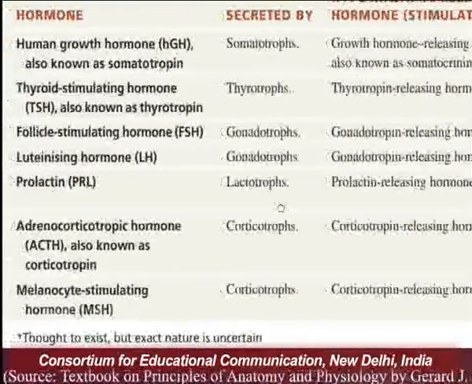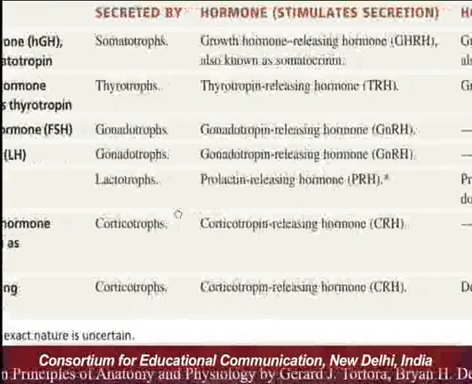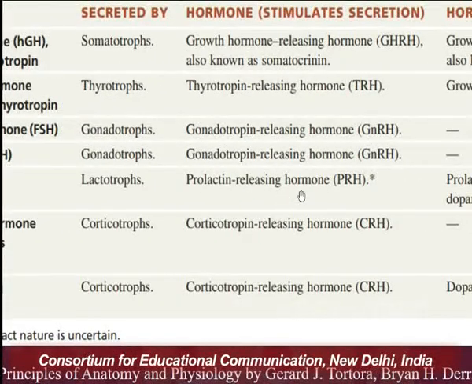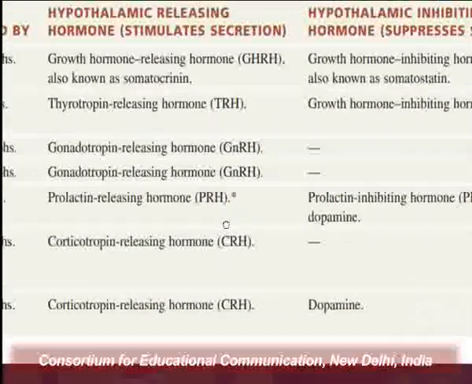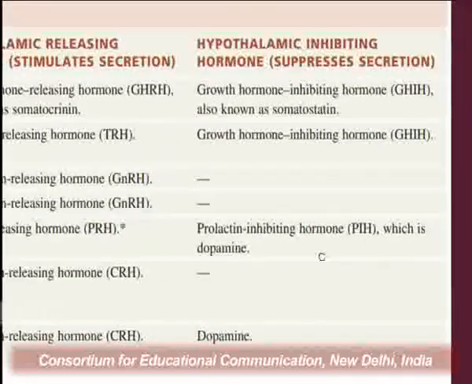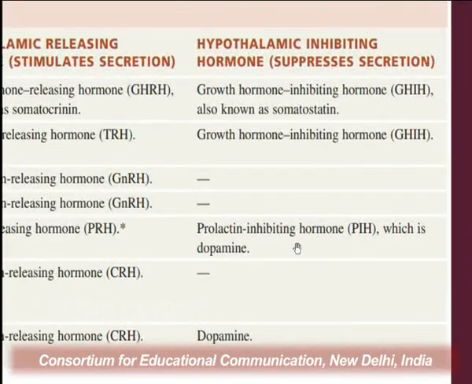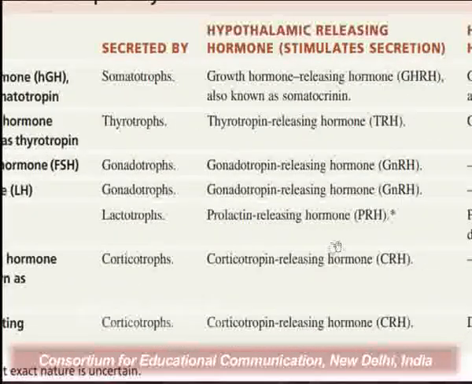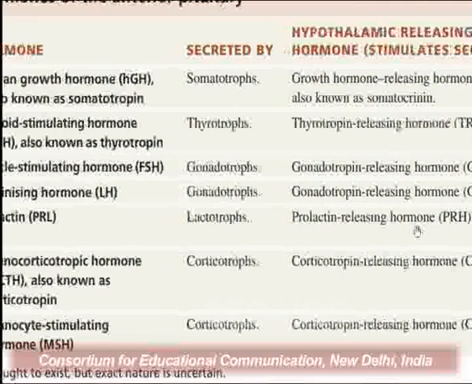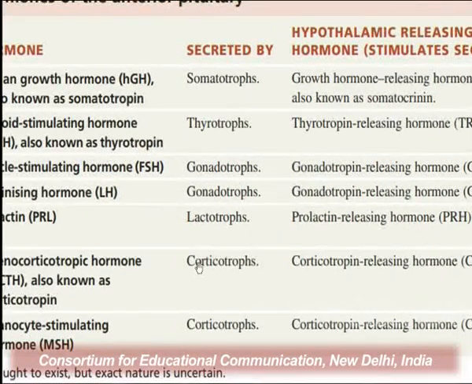Then if you look at the lactotrophs which were producing prolactin, these get stimulated by prolactin releasing hormone, and then there is prolactin inhibiting hormone to inhibit the secretion of the lactotrophs. So this prolactin inhibiting hormone is also referred to as dopamine. So this PRH and dopamine regulate the secretion from lactotrophs.